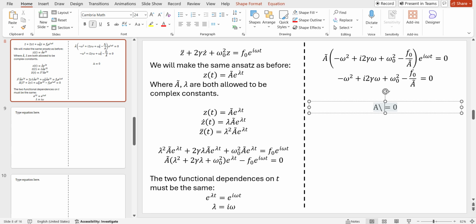A tilde equals, what do I have? I have f naught divided by omega naught squared minus omega squared plus I times 2 gamma omega.